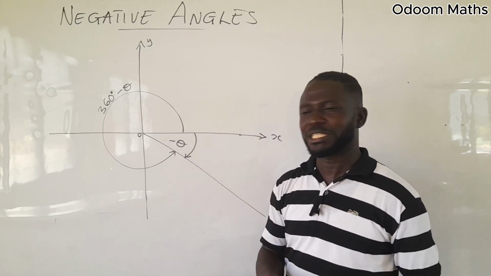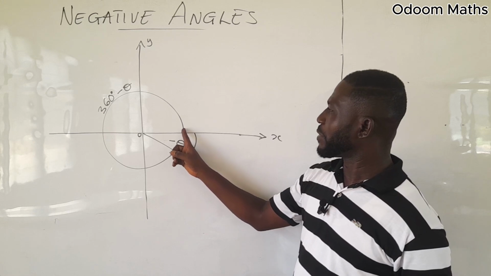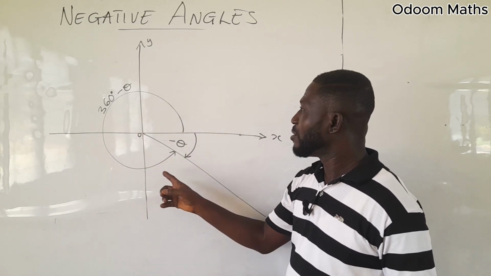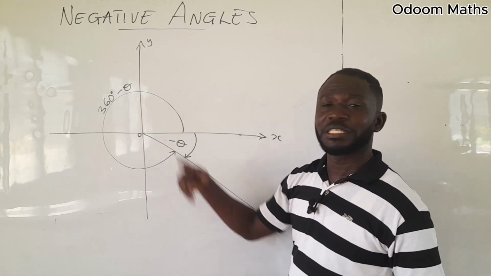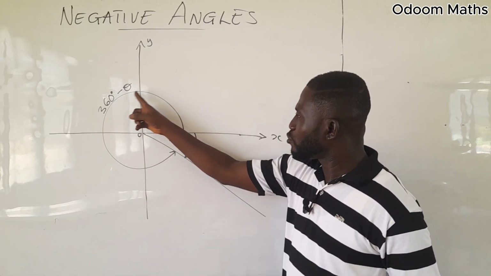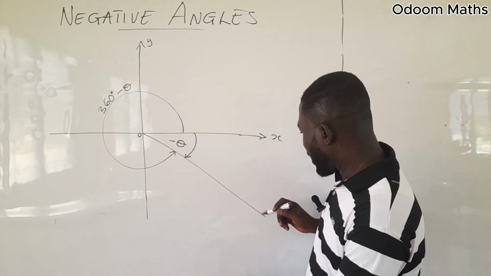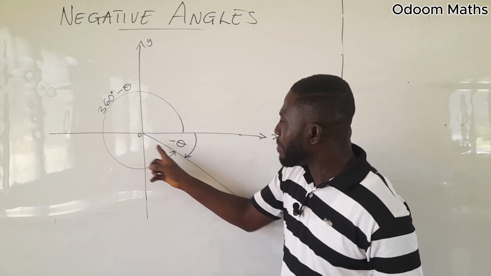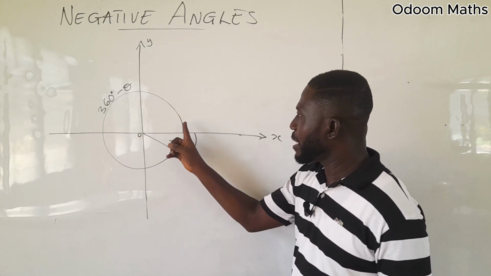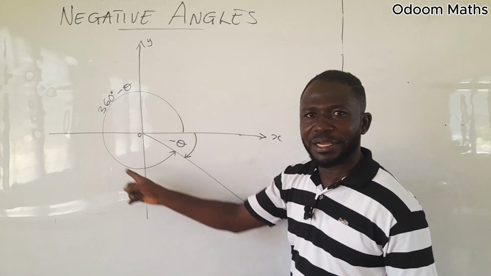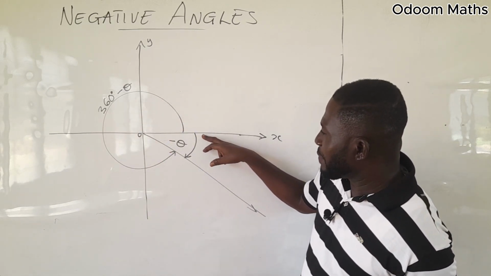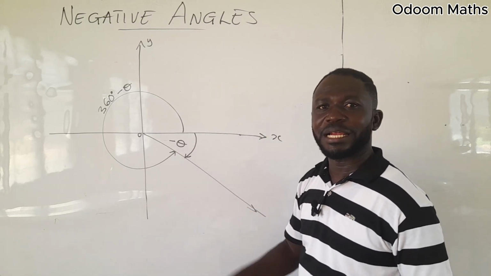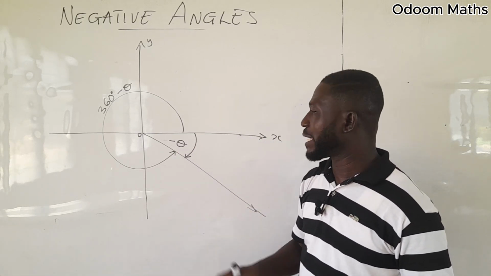So let's look at what is on the board. We're moving from this point to here. One revolution, or one cycle, or one complete circle gives 360 degrees. Now from here through to this line, let me put an arrow here. This gives 360 minus this one. So here we're moving in the clockwise and anti-clockwise directions. This one is giving us this negative angle, negative theta, which is in the clockwise direction.